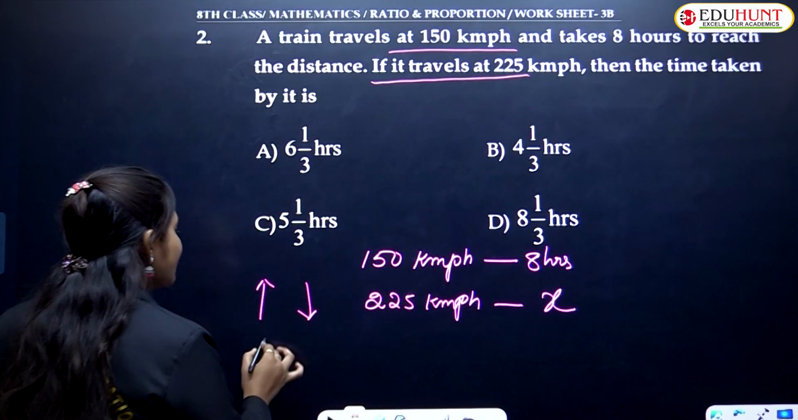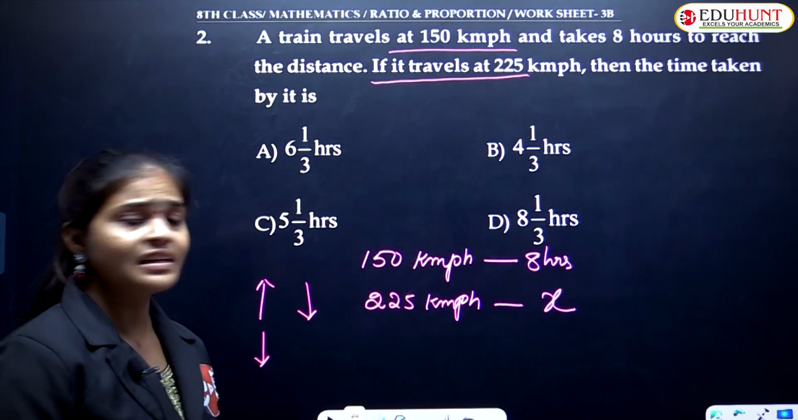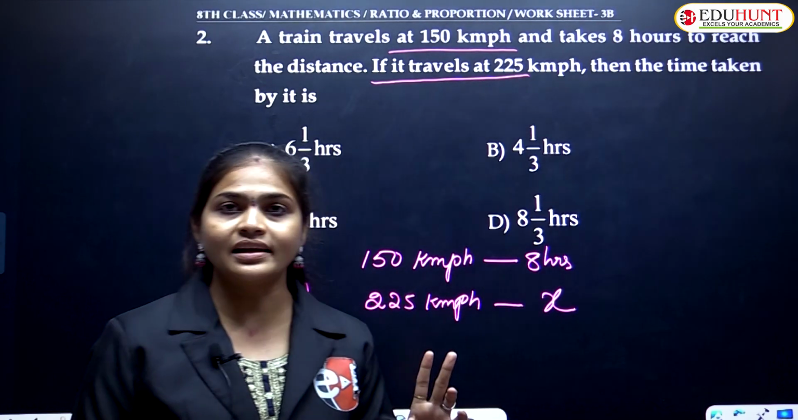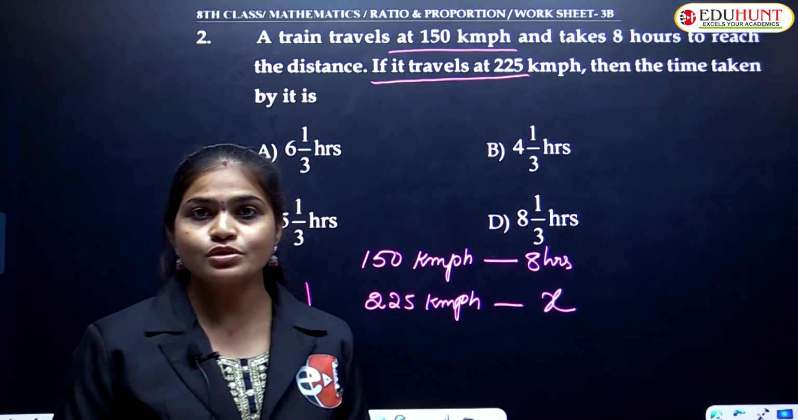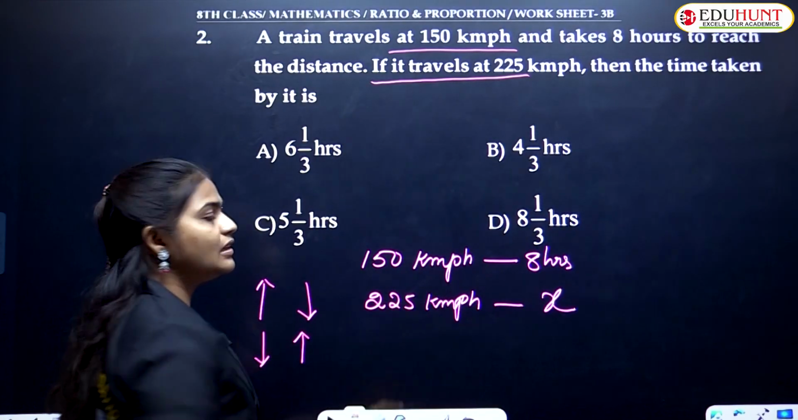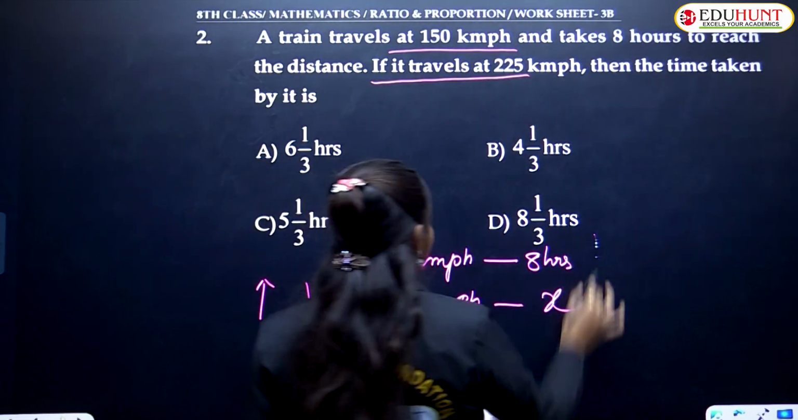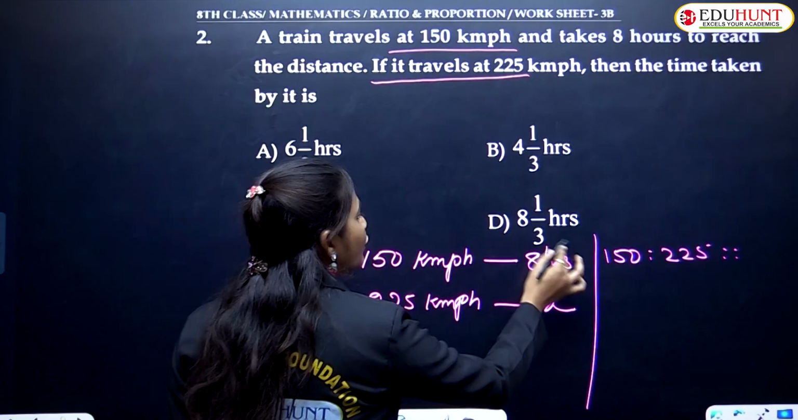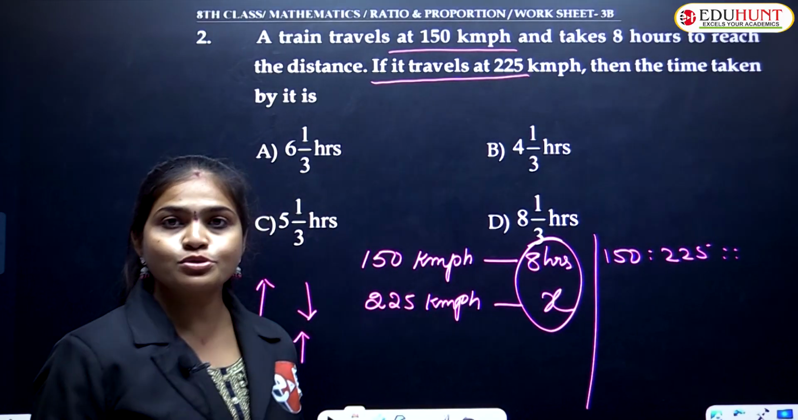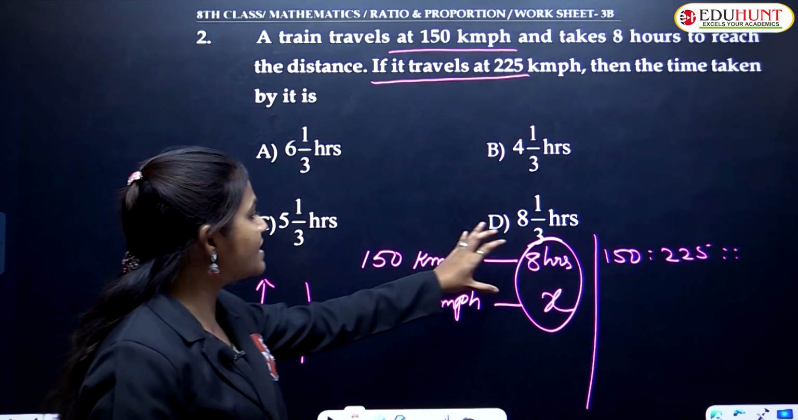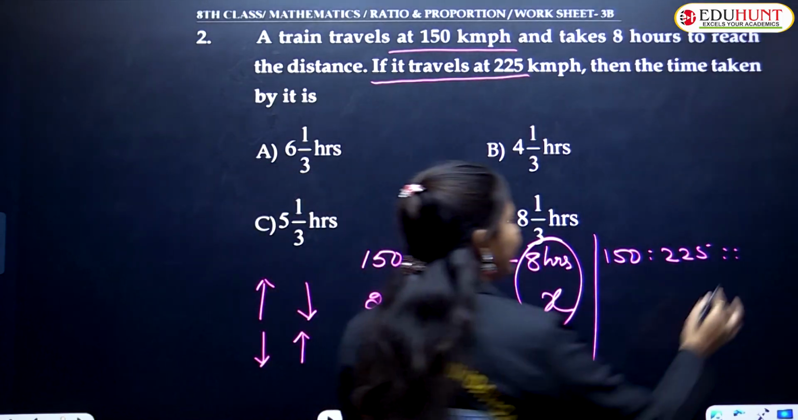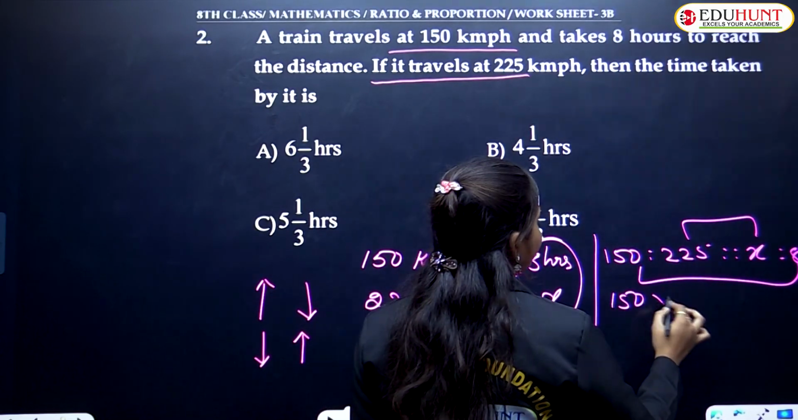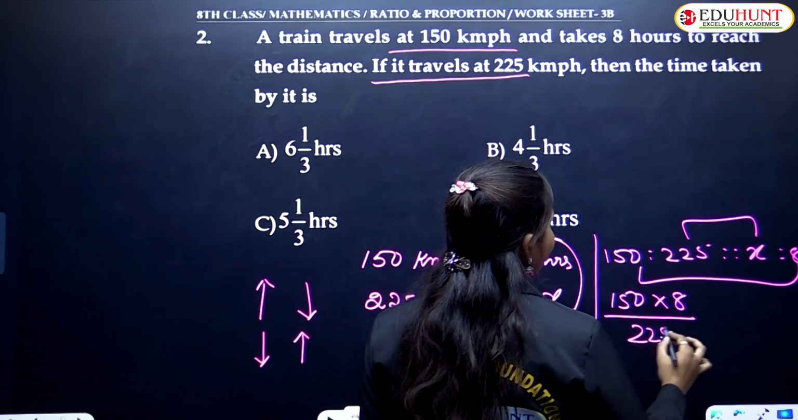Okay, for example, if speed is decreasing, then time is increasing. So speed and time, those two are inversely proportional to each other. So that concept you have to apply. So I can say 150 kilometers per hour and 225 as is to the inverse ratio of 8 is to x, we have to take. So here 150 into 8 by 225 is equal to x.